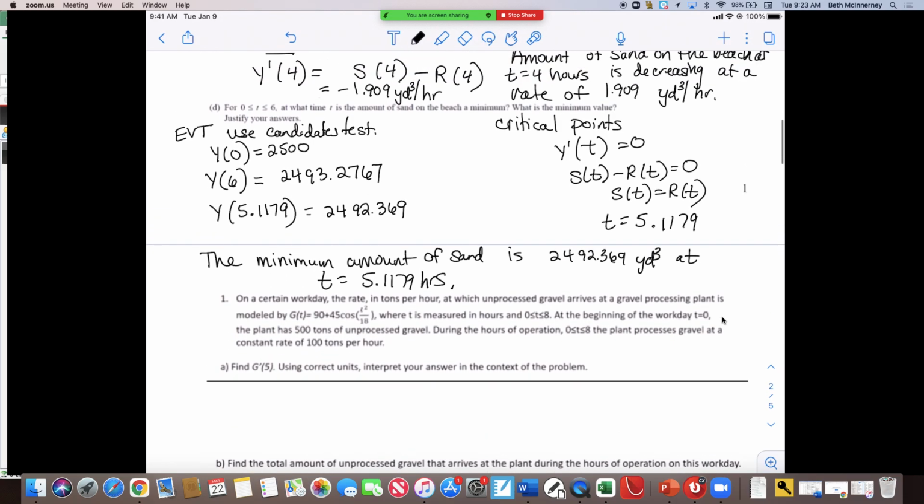And so when they say justify your answers, everything that I have here is sufficient. You need your candidates test. You have to show y of 0 and y of 6. That would be a point. You'd have to find that t was the 5.1179 as a critical point, and then evaluate it. Like this part alone would probably be about 4 points. So if you don't do the y of 0 and y of 6, you lose a point, okay? All right, questions on that one?